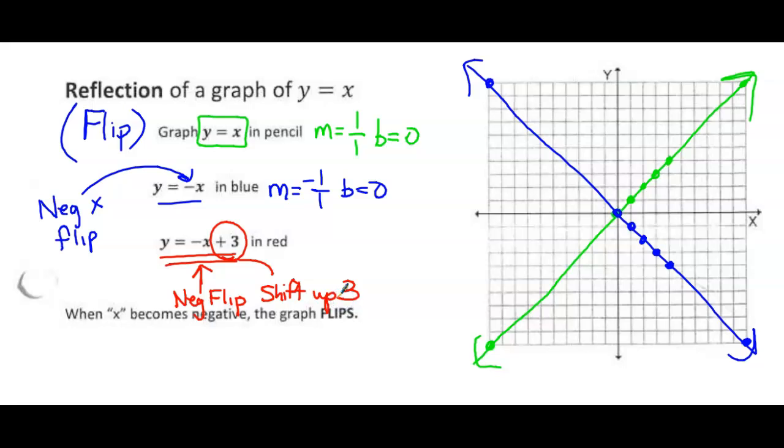So if I start at 0, 0, and I shift up 3, I'm here, and I don't want to go up 1, right 1, I want it to go the opposite, because it has to flip: down 1, right 1, down 1, right 1, down 1, right 1. And that kind of puts that lesson all together. So we're going to use the concepts on this note sheet for the next one. Hopefully you got all that. When x becomes negative, the graph flips.